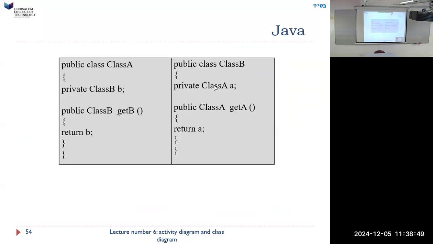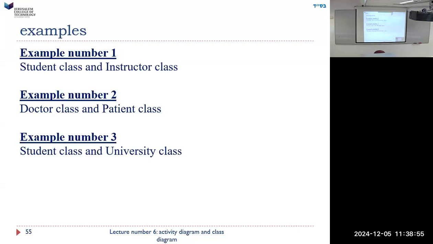Here you see class B has an object of type A, and class A has an object of type B. Here, student class and instructor class. So every student has an instructor, every instructor has many students. The doctor has a patient, the patient has a doctor. Okay. Student class, university class. Every student has a university, and every university has many students. I want to come up with a one-to-one. These are one-to-many examples. That's probably more common, but I was trying to think of a one-to-one. But let's say a number and a person would be one-to-one.